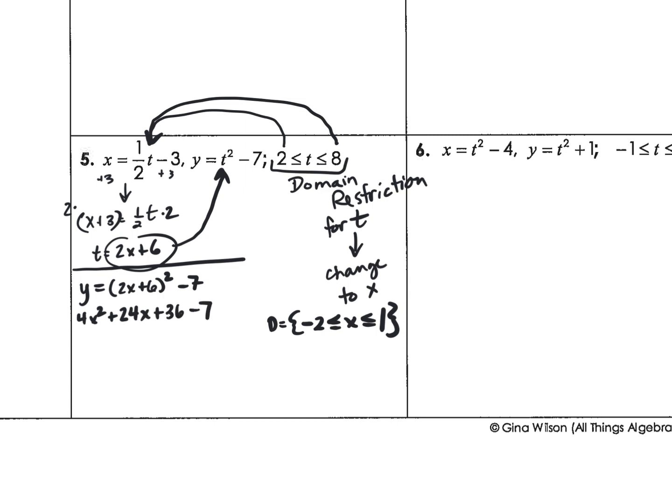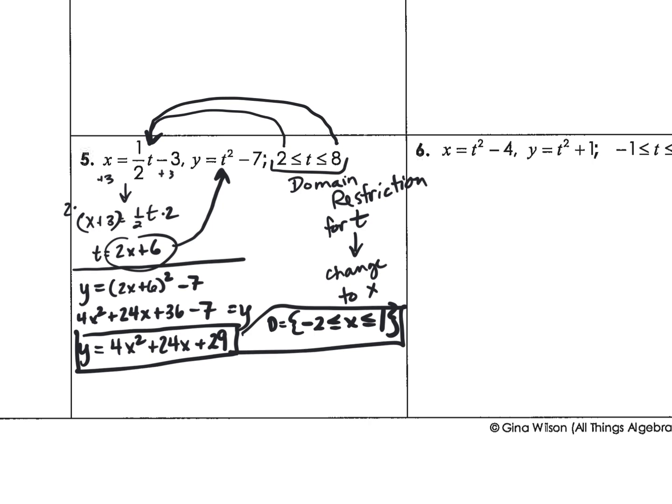And then minus 7, and that's equal to y. So 4x squared, so y is 4x squared plus 24x plus 29. And that would be your answer with your domain restriction.